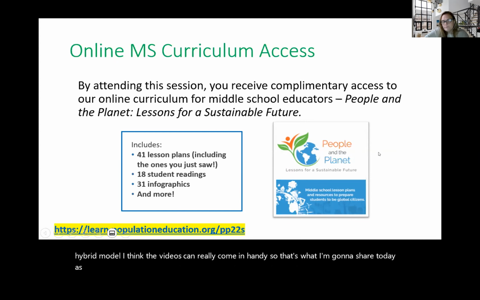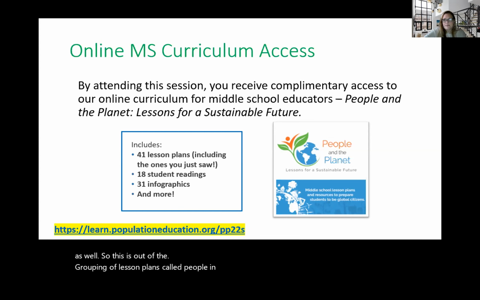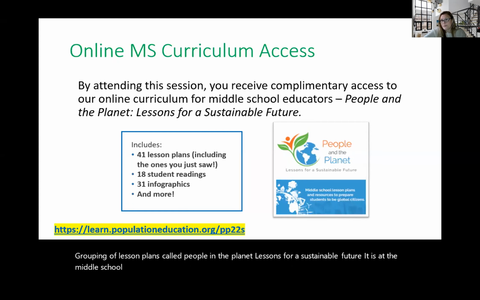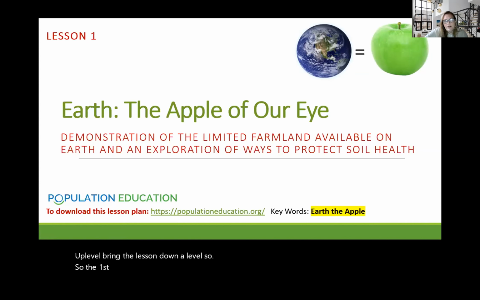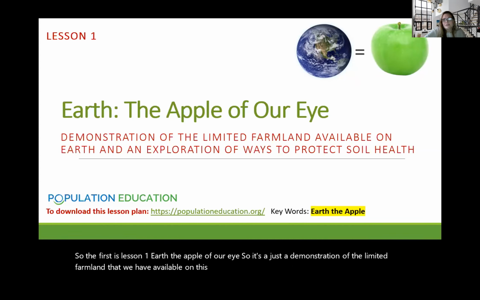So this is out of the grouping of lesson plans called People and the Planet: Lessons for a Sustainable Future. It is at the middle school level today anyway, but there are many options to bring the lesson up a level, bring the lesson down a level. So the first is lesson 1, Earth, the Apple of Our Eye. It's a demonstration of the limited farmland that we have available on this planet Earth that we share, and an exploration of ways to protect soil health.